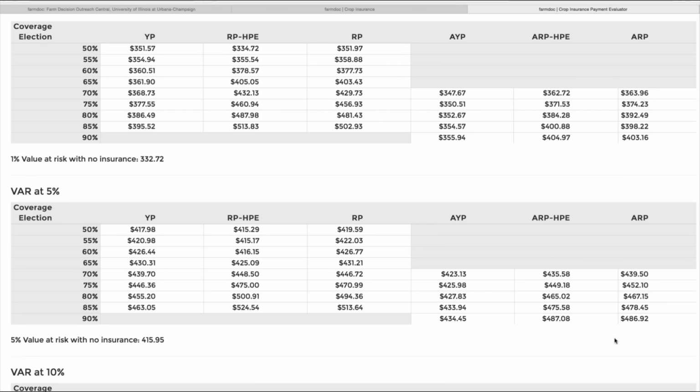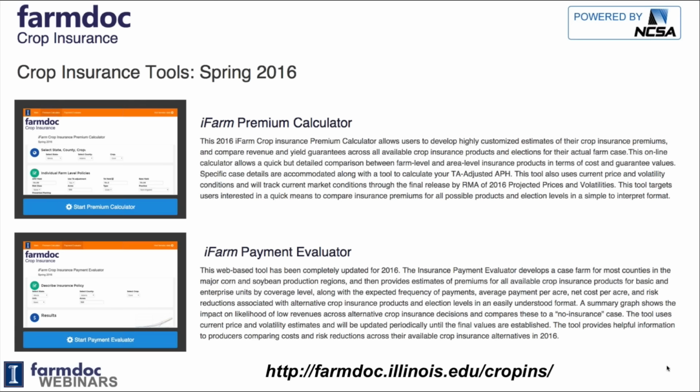Here, ARP doesn't increase those as much as RP, and again, that's simply because you're insuring county yields rather than farm yields, and you can always have farm yields that don't match the county yields. The farm could have a loss, and the county could not have a loss, and for that matter, vice versa as well. So those are our tools.